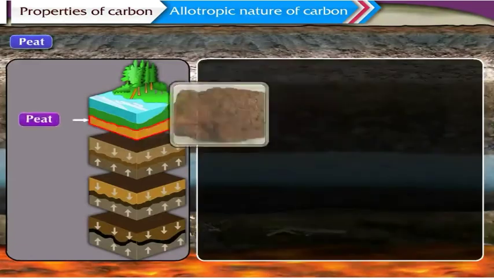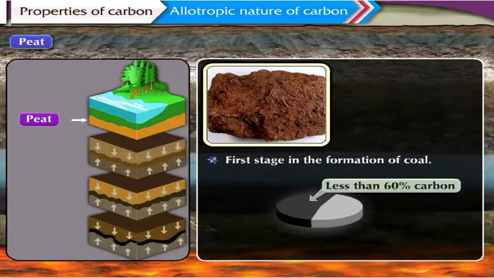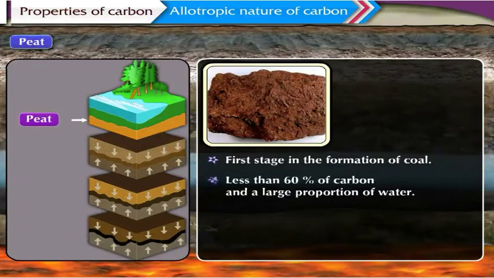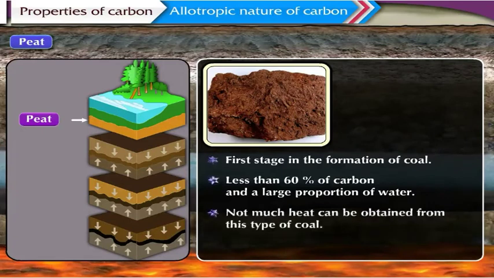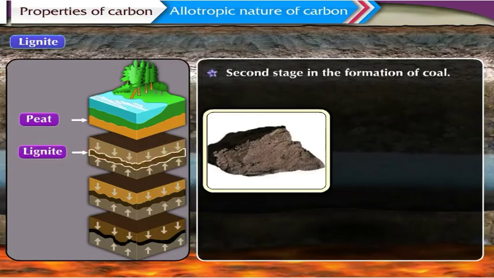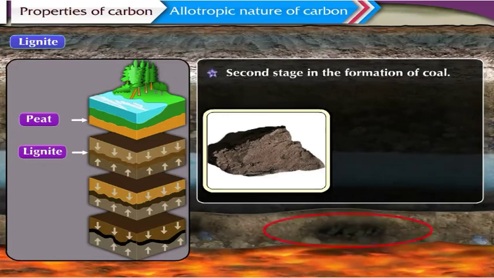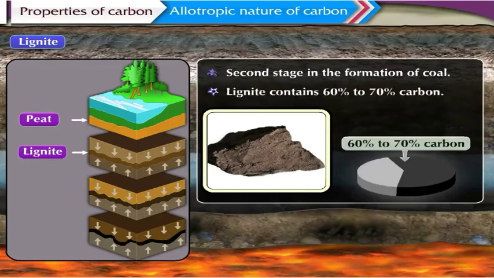Peat. Peat is the first stage in the formation of coal. It contains less than 60% of carbon and a large proportion of water. Therefore, not much heat can be obtained from this type of coal. It is the most inferior type of coal. Lignite. Lignite is the second stage in the formation of coal. The peat is compressed due to the increased pressure and temperature inside the earth and thus is transformed into lignite. Lignite contains 60 to 70% carbon.